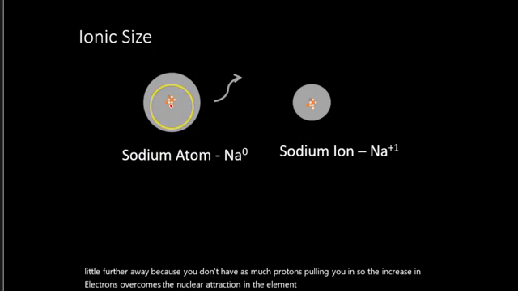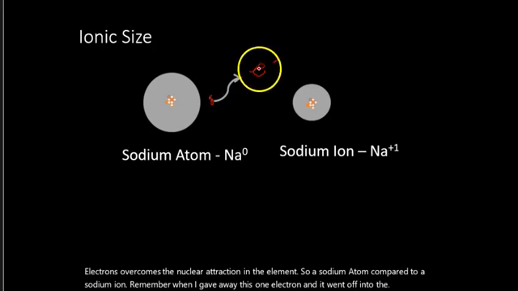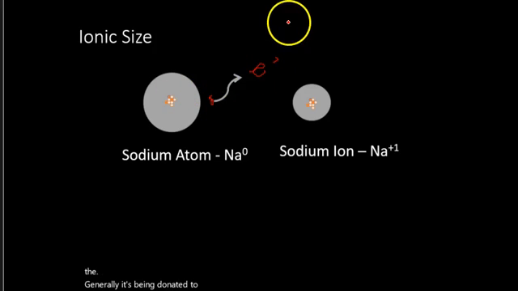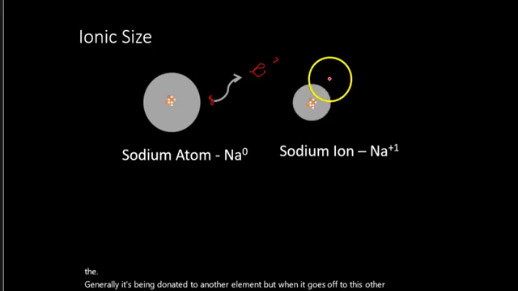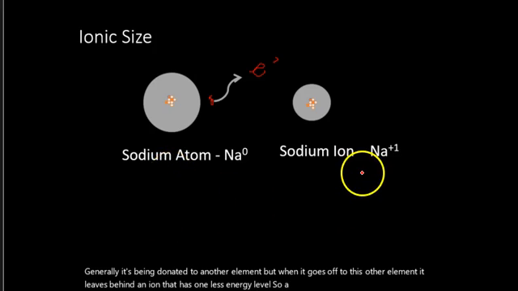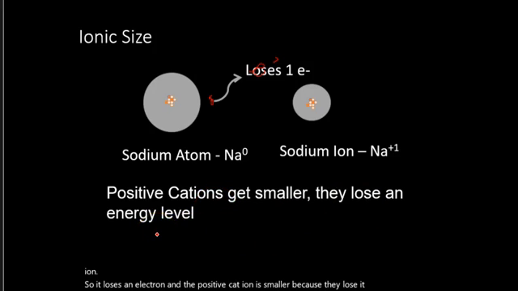So, a sodium atom compared to a sodium ion. Remember, when I gave away this one electron, generally it's being donated to another element, and when it goes off to this other element, it leaves behind an ion that has one less energy level. So a sodium atom is larger than a sodium ion. It loses an electron, and the positive cation is smaller because it loses an entire energy level.